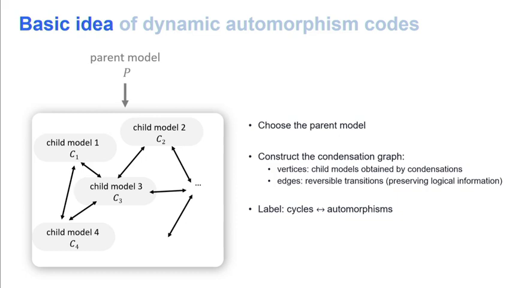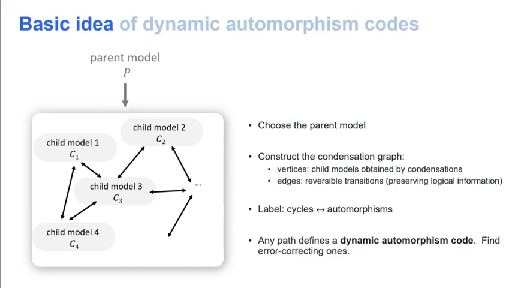Next, if we choose any child model and we go around a cycle in a graph, we'll come back to the same code, but we don't have to come back to the same state, which means that the state could have undergone an automorphism or a logical gate, and thus every cycle on the condensation graph will be labeled by an automorphism or a logical gate.